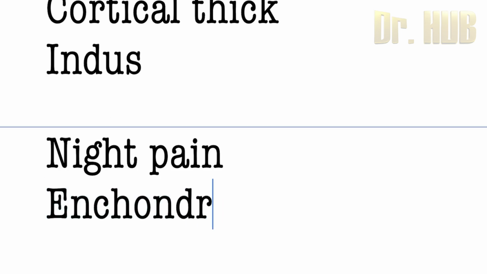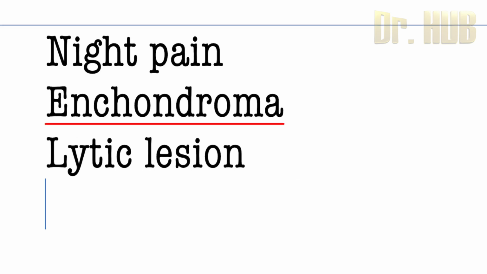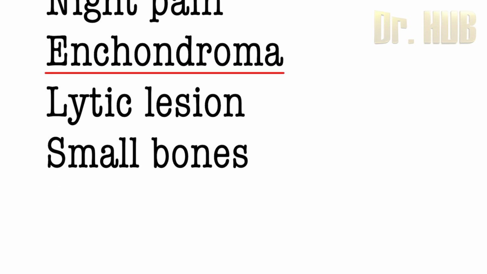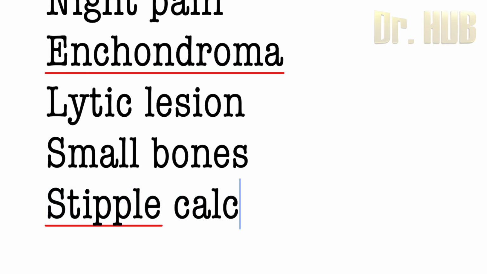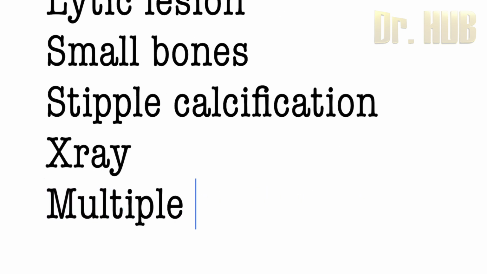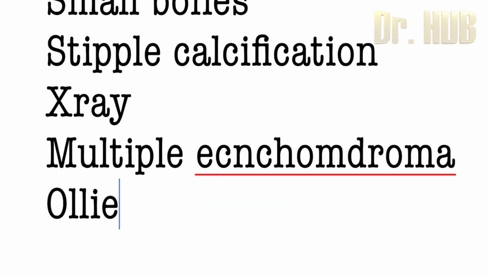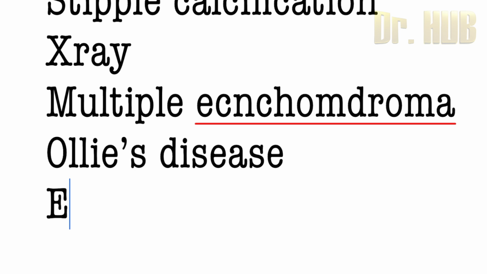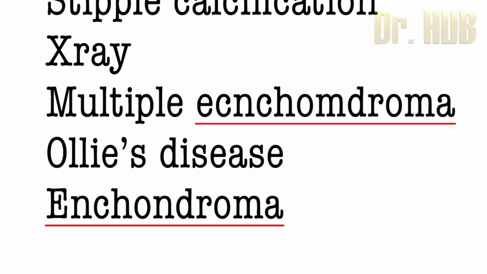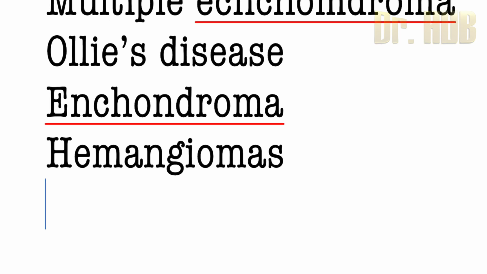Then we look at the enchondroma. This is a lytic lesion involving the small bones of the hand, with stippled calcification present on the X-ray. Next is multiple enchondroma, which is Ollier's disease. Enchondroma with hemangiomas is Maffucci syndrome.